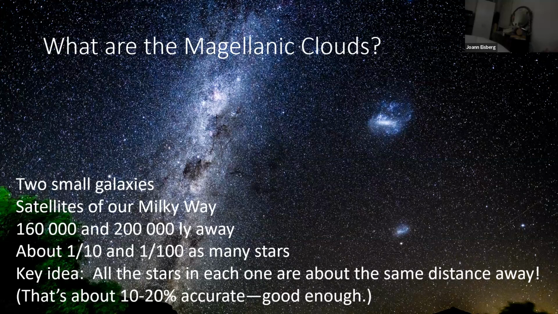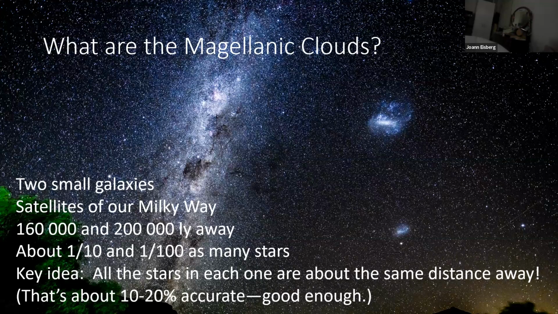Respectively, the small one and the large one have about 1/10 or 1/100th as many stars as our Milky Way. The key idea, though, is how we solve the problem of whether these stars are really all the same distance away, because we have to know that about these Cepheids before we can actually calibrate a period-luminosity relationship.